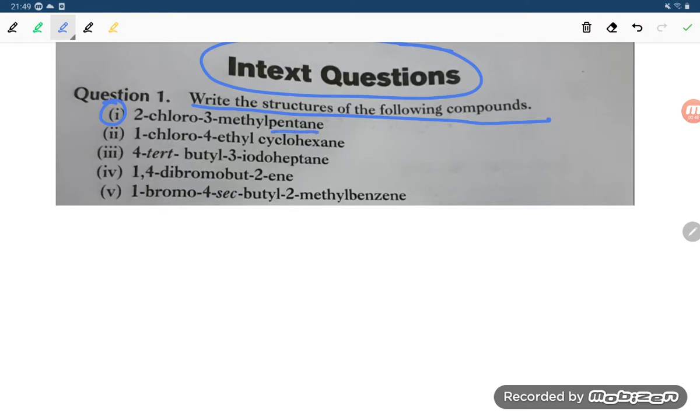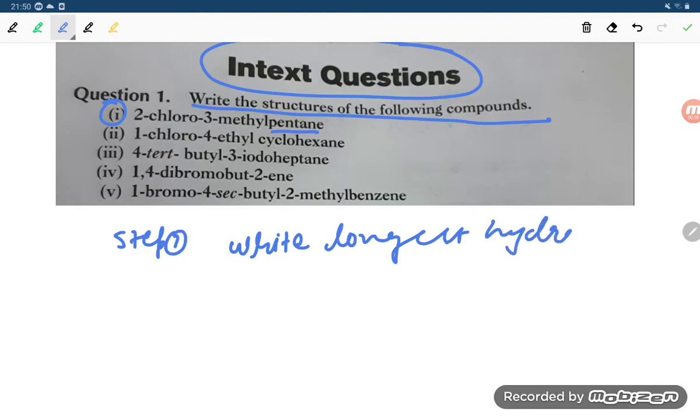So first of all, what we do, students, is step number 1: write the longest hydrocarbon chain. First of all, you see, students, pentane is there. So meth, eth, prop, but, pent. And after this, what we have to do is put the substituents. Suppose 1, 2, 3, 4, 5 is there. On the second position there is chloro.